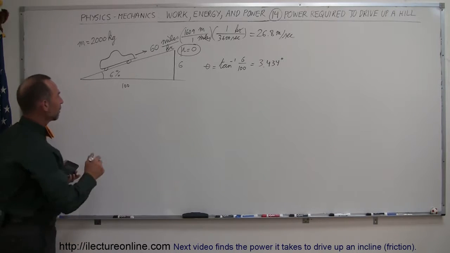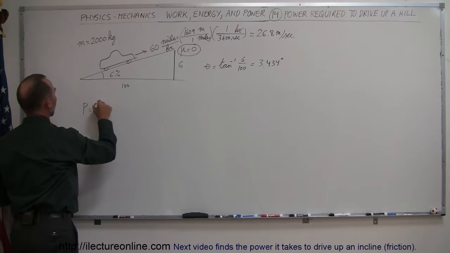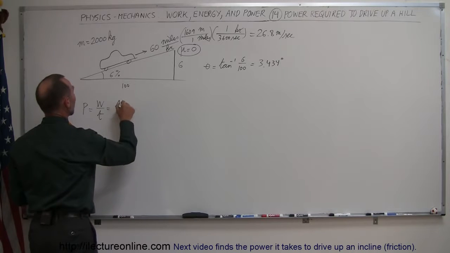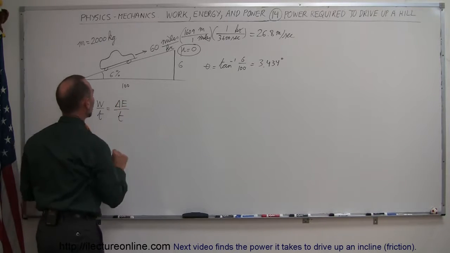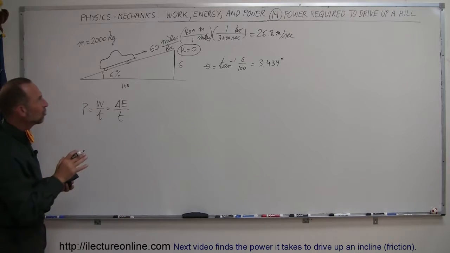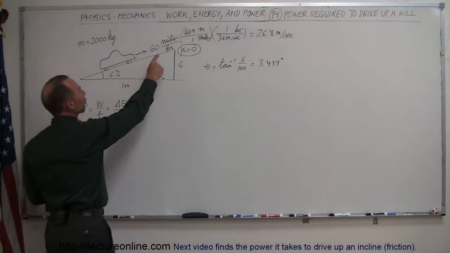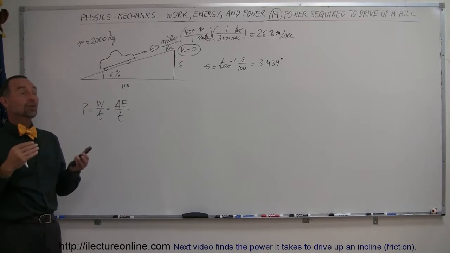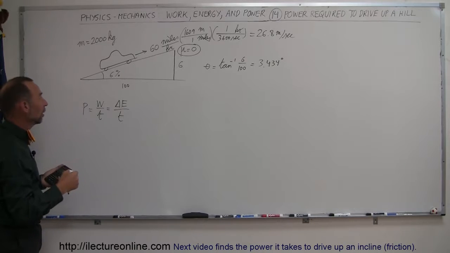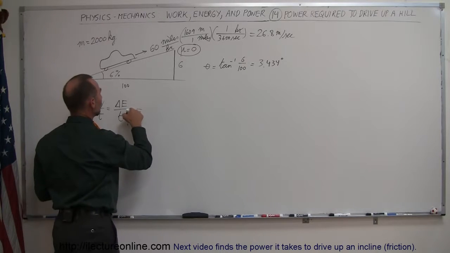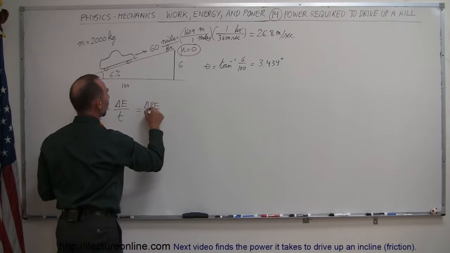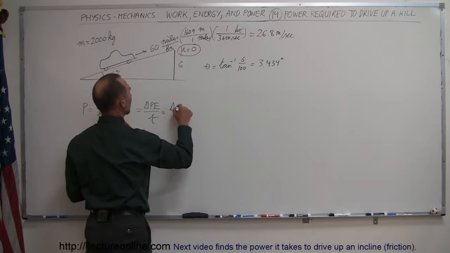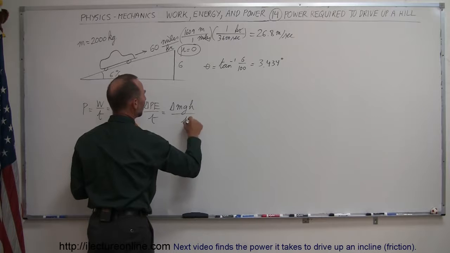Now, we can say that power is equal to work over time, but it can also be defined as the change in energy over time. Now, notice that the car is not gaining energy as far as kinetic energy is concerned because the car is driving at constant speed, 60 miles per hour. But the car is gaining height, so the energy increase is the potential energy increase of the car. So we can say that the change in energy is equal to the change in potential energy over time. And potential energy is, of course, mgh, so it's equal to the change in mgh over time.